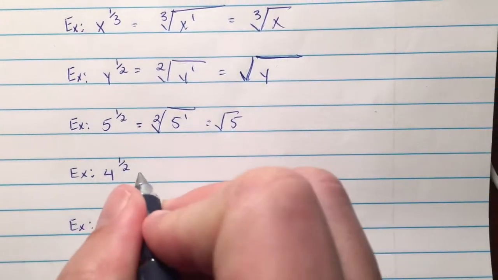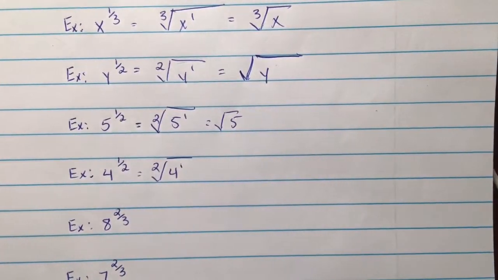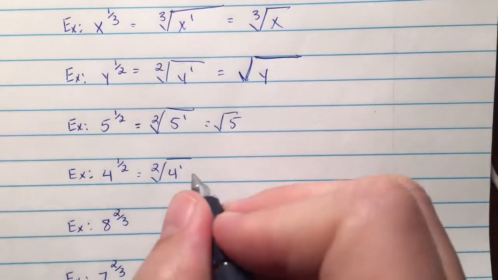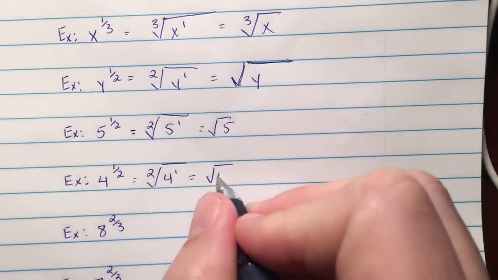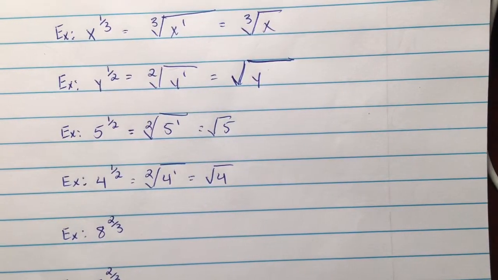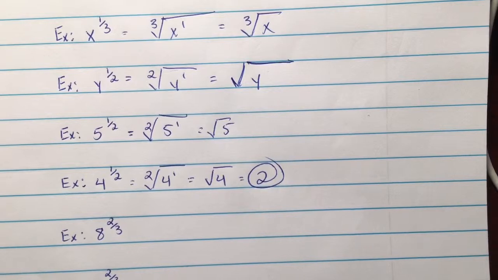Next one, bottom out. 2 to the outside, 4 and the 1 on the inside. Go a little further with that. Don't need the 2, don't need the 1, keep the 4. Perfect square. Can go further with that. Square root of 4 is 2.